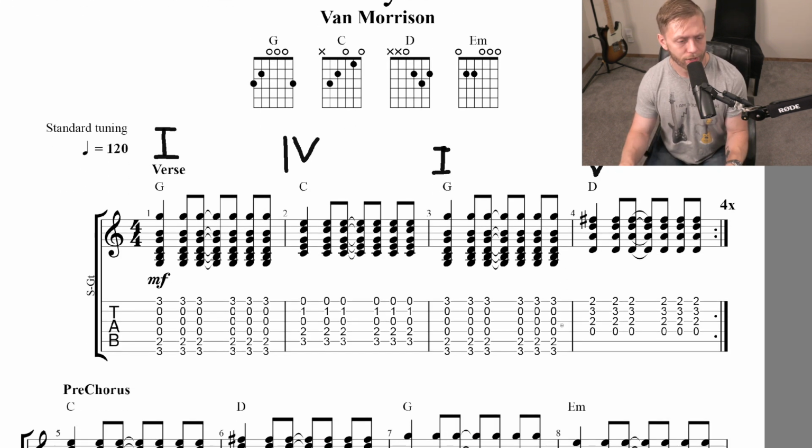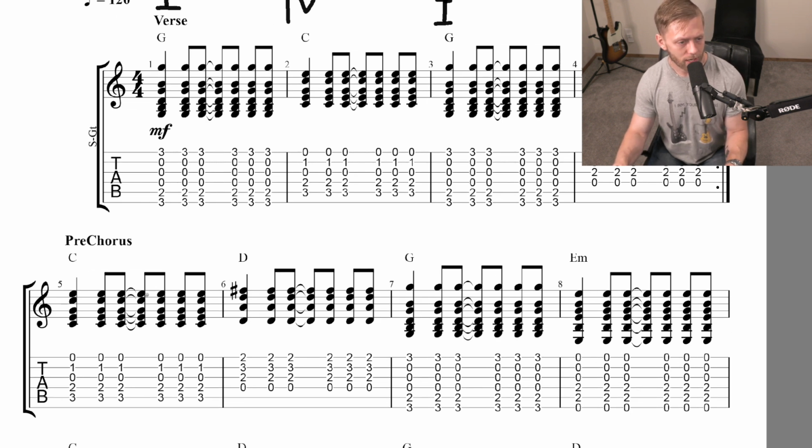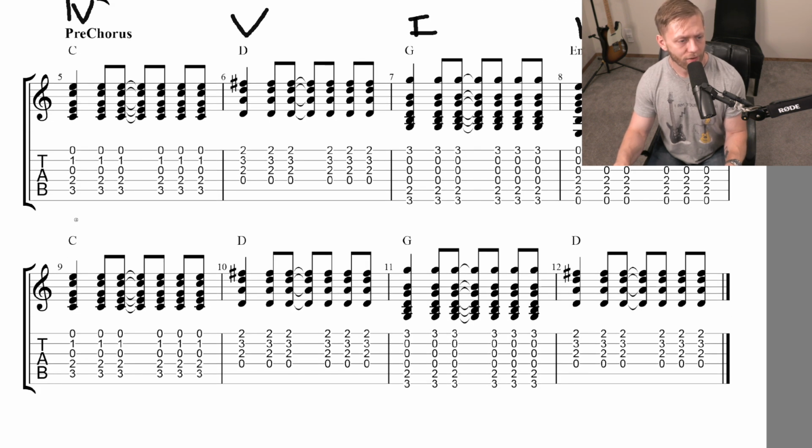Let's move down now to the pre-chorus of the song, and we'll examine the rest of these. So here we have a C chord, which is our 4 chord, D, which is 5, G is 1, E minor, so here we have a 6 minor. Continuing on down, we have a C for a 4 chord, D is a 5, G is back to 1, and D is back to 5.